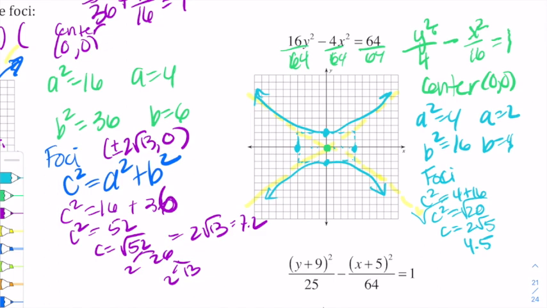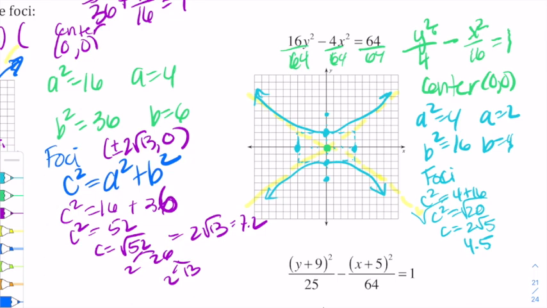So 1, 2, 3, 4.5. Oops, I went the wrong direction. 1, 2, 3, 4.5. So your foci are inside of your hyperbolas, right? So I had originally gone this direction, which is not correct.